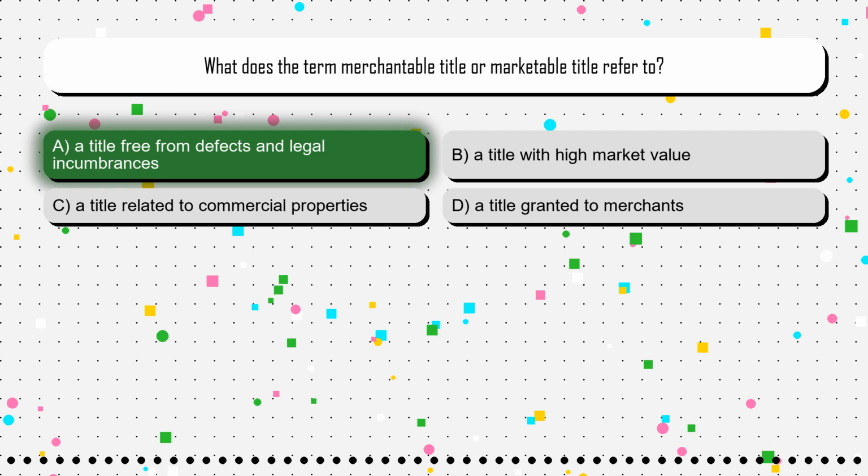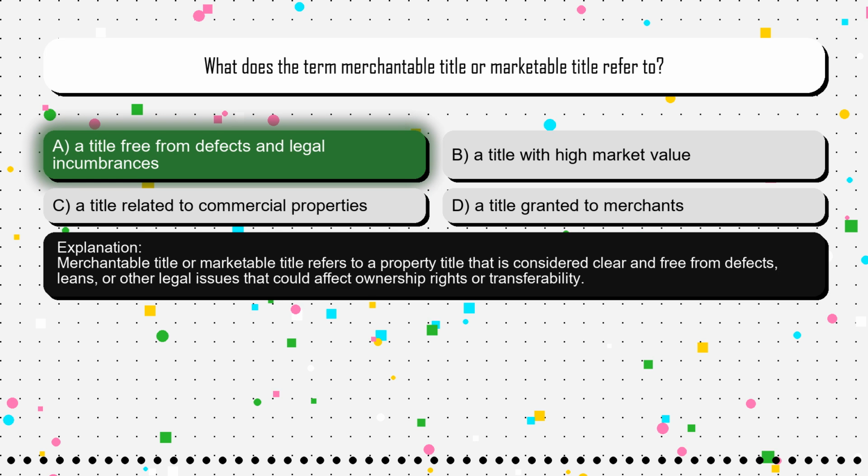The correct answer is option A, a title free from defects and legal encumbrances. Merchantable title or marketable title refers to a property title that is considered clear and free from defects, liens, or other legal issues that could affect ownership rights or transferability.